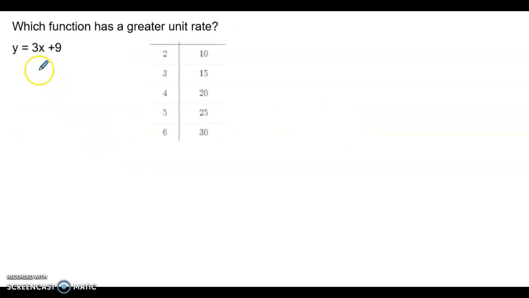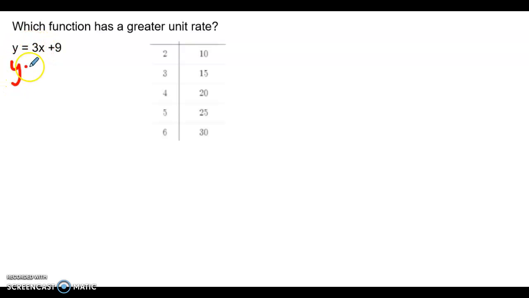Which function has a greater unit rate? All right, so when we deal with unit rate, we're kind of just trying to figure out the slope. That's another fancy word for that. So if we compare our two slopes, because slope is the rate of change. So unit rate and slope kind of mean the same thing. So since we're looking for the unit rate, we need to find the rate of change on each of these.